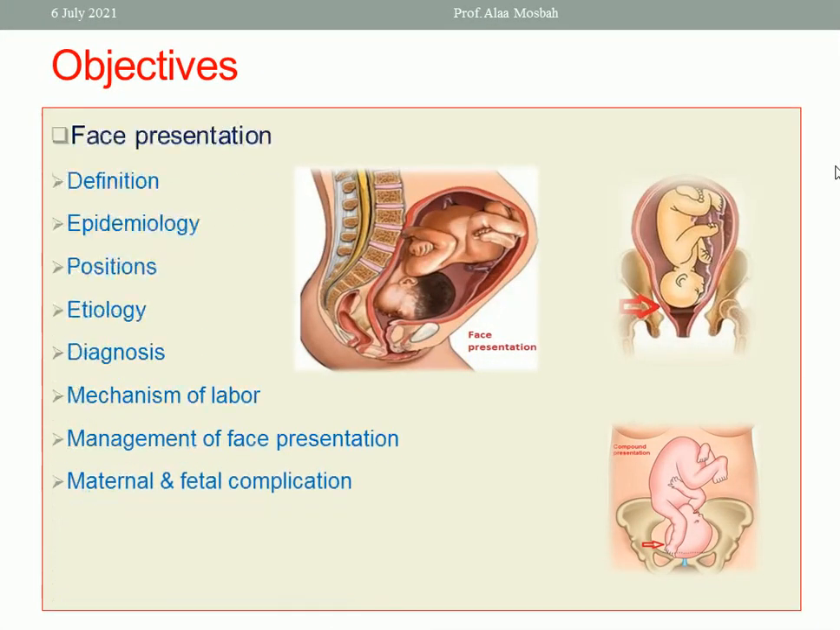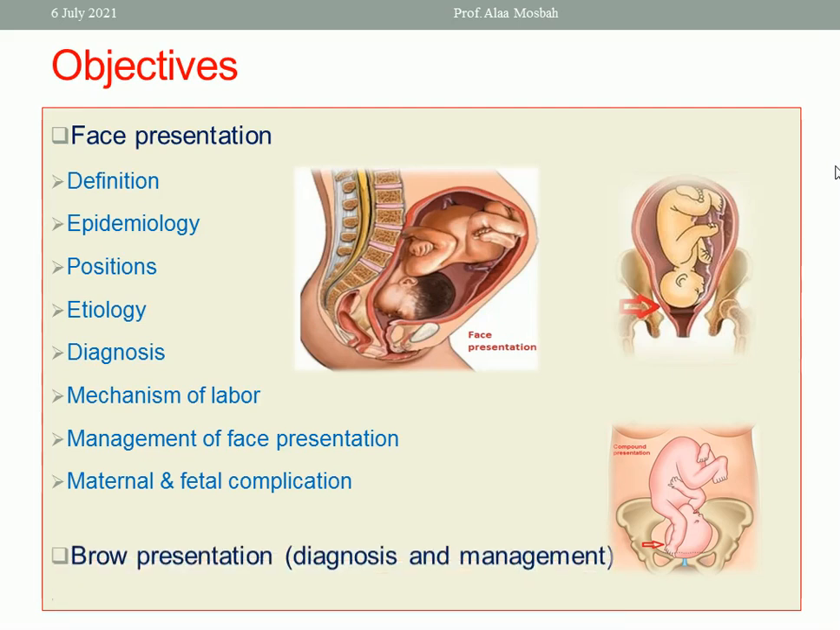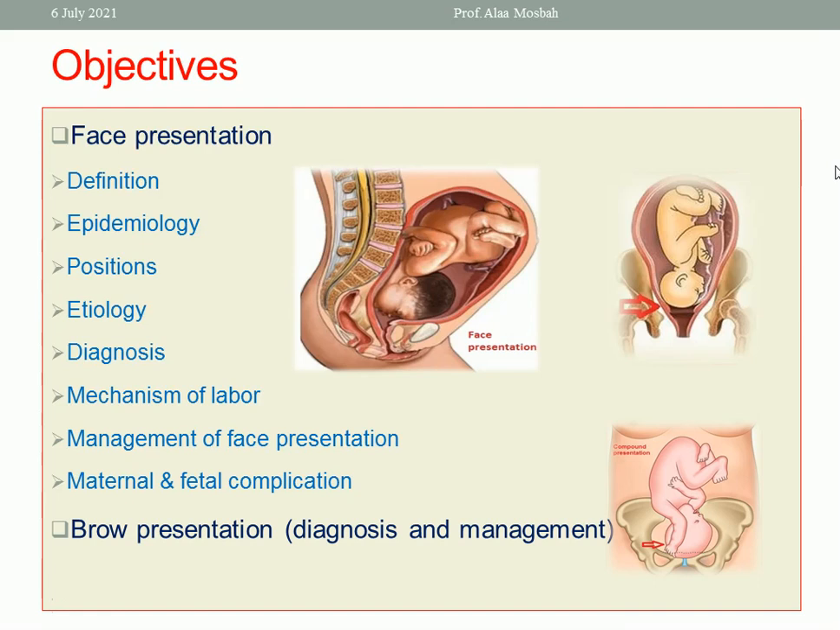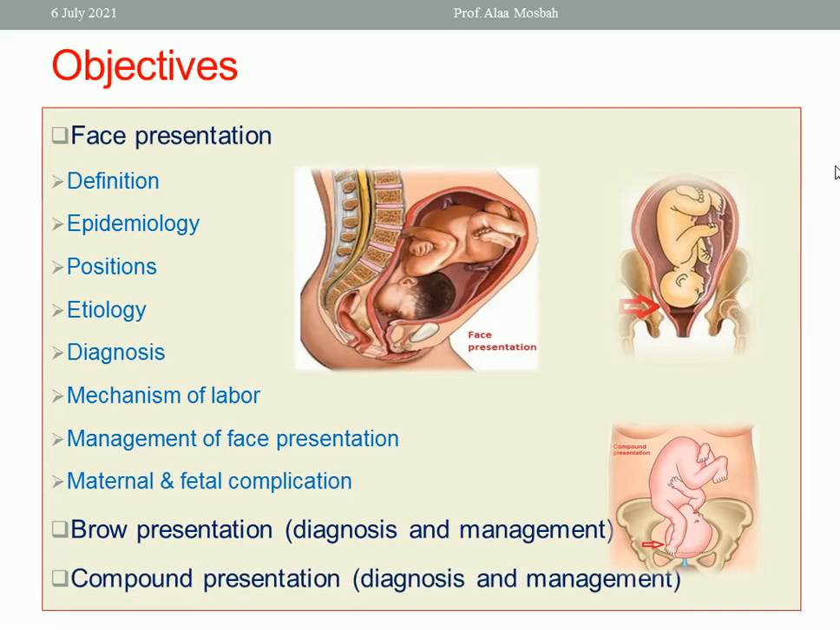So, what we wanted to discuss today: face presentation, including definition, epidemiology, positions, etiology, diagnosis, mechanism of labor and management, and lastly, the maternal and fetal complications. As regards the brow presentation, the definition, diagnosis, and the management, and in compound presentation also we need to know the definition, diagnosis, and management.